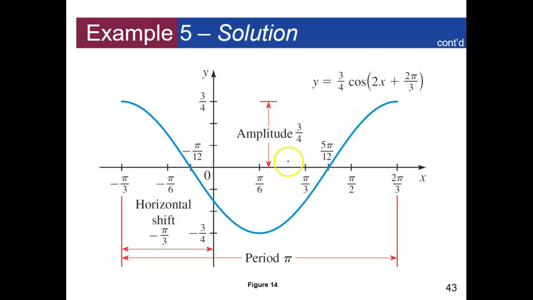And this is what the graph would look like. So our cosine graph, we know typically would start at 1, but this one, because of the amplitude change, is going to go up to 3/4, but it's actually going to be shifted left pi over 3. And so that's where we end up with this point being back here. And then we have the cosine graph that's drawn in.